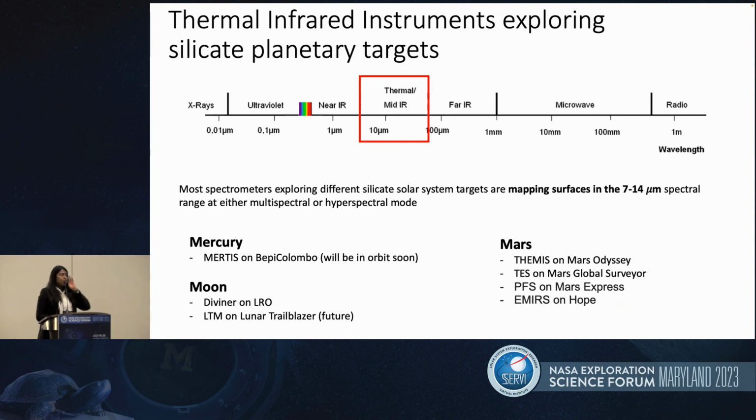Most spectrometers, instruments or cameras that have flown to explore different planets in the solar system, mainly focus on the 7 to 14 micron spectral region, in either multispectral or hyperspectral mode. To name a few, the Mercury Radiometer and Thermal Imaging Spectrometer on BepiColombo will map the thermal infrared spectra of Mercury in a hyperspectral mode. We also have Diviner on the Lunar Reconnaissance Orbiter, which has been mapping the Moon for more than a decade in the spectral range in a multispectral mode. And we also have a few spectrometers on Mars. The recent one is the Emirates Mars Infrared Spectrometer on the Hope mission, which is also mapping the thermal energy on Mars.